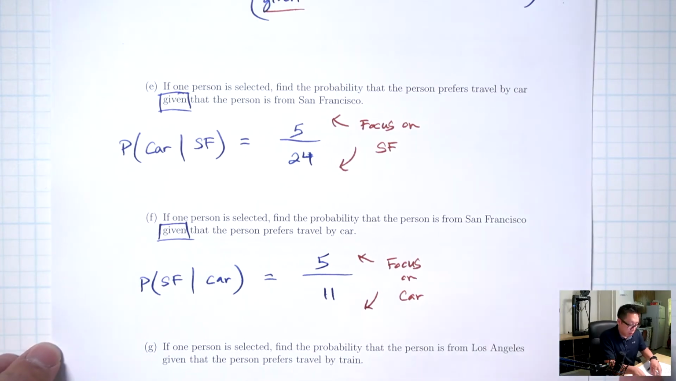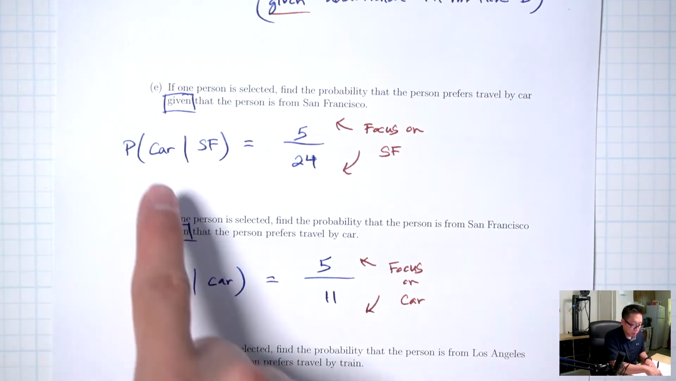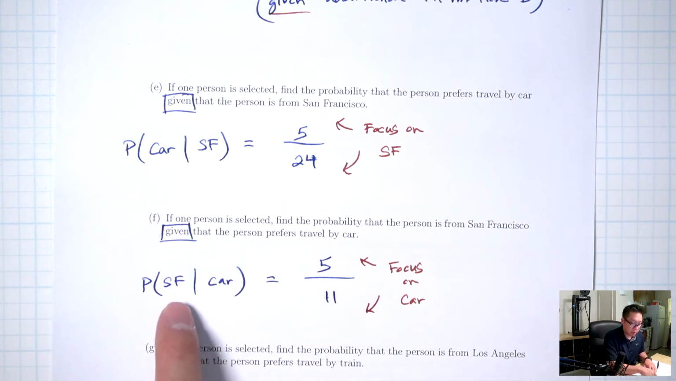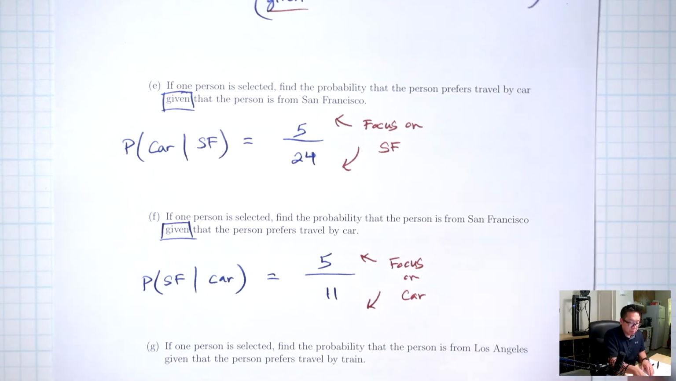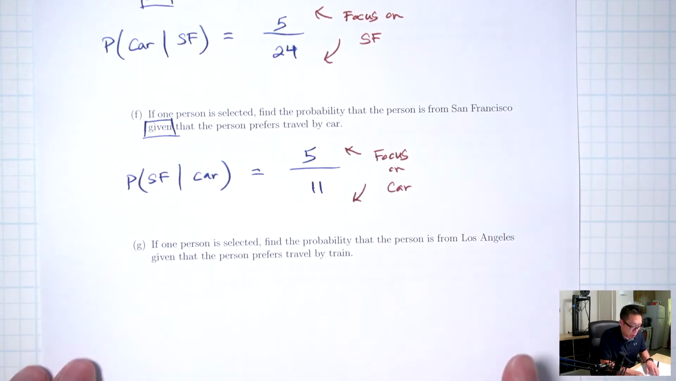Okay, so the point I want to make with part E and F is that car given San Francisco, and then the other way around, San Francisco given car, notice that you get different answers. Okay, so the order here does matter. All right, one more example, part G.